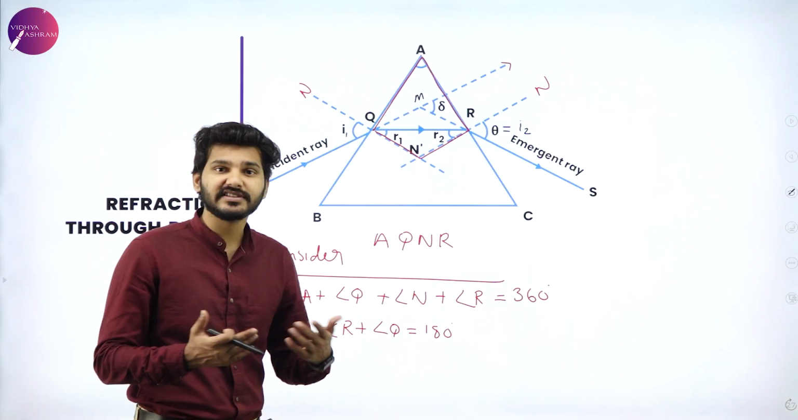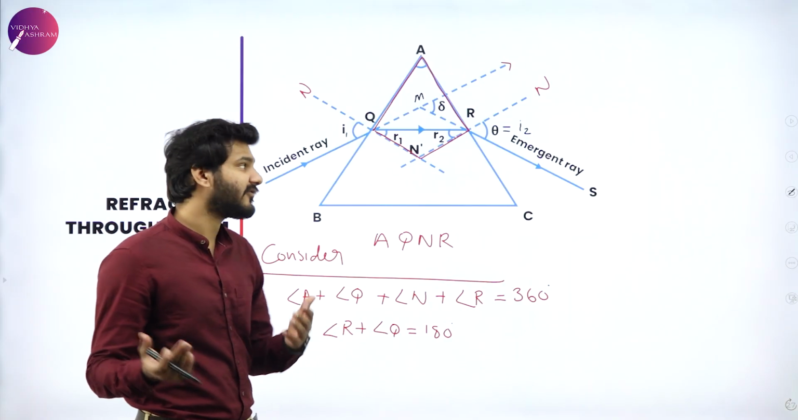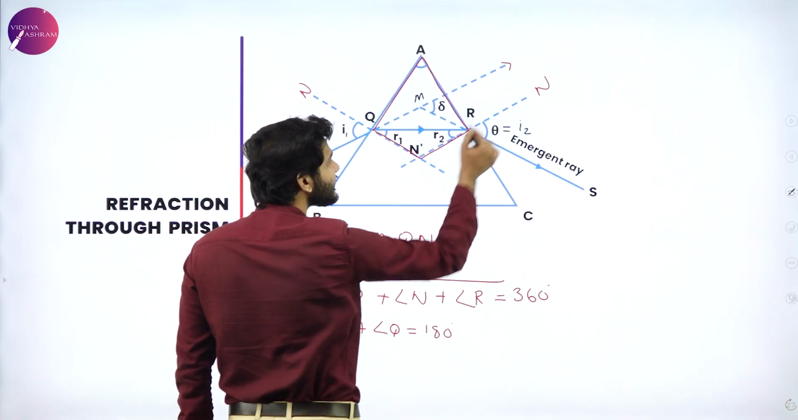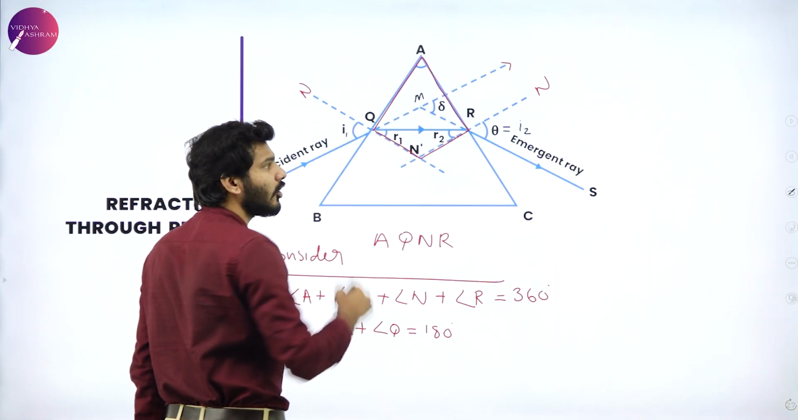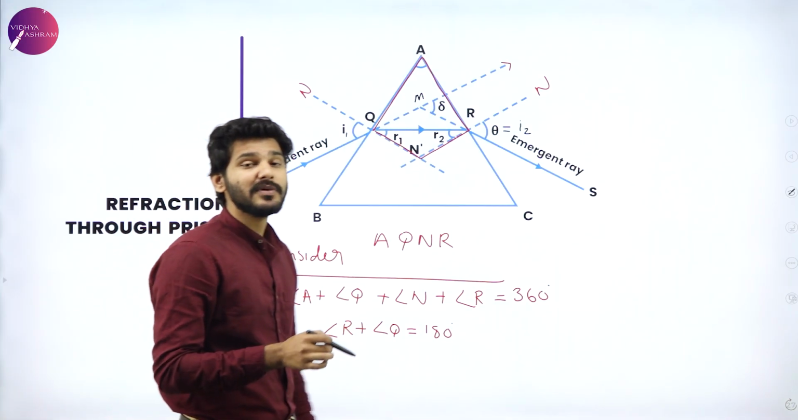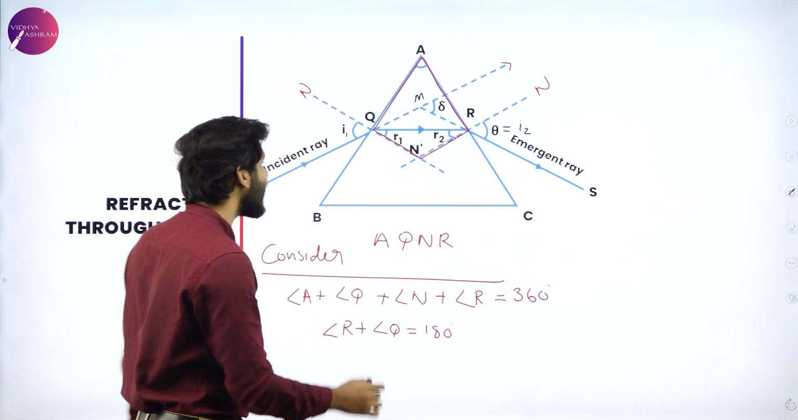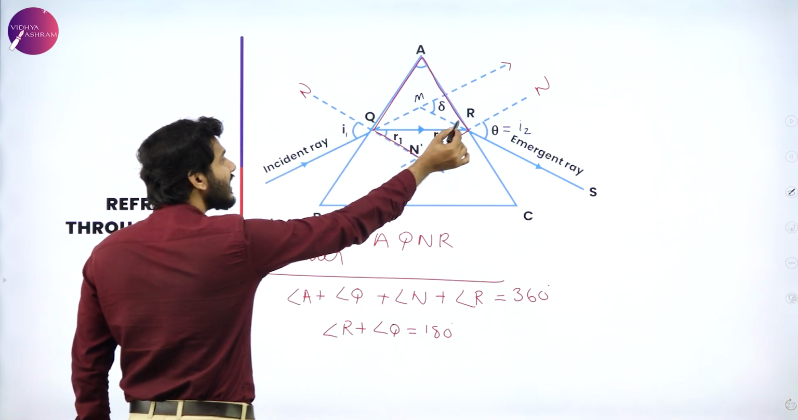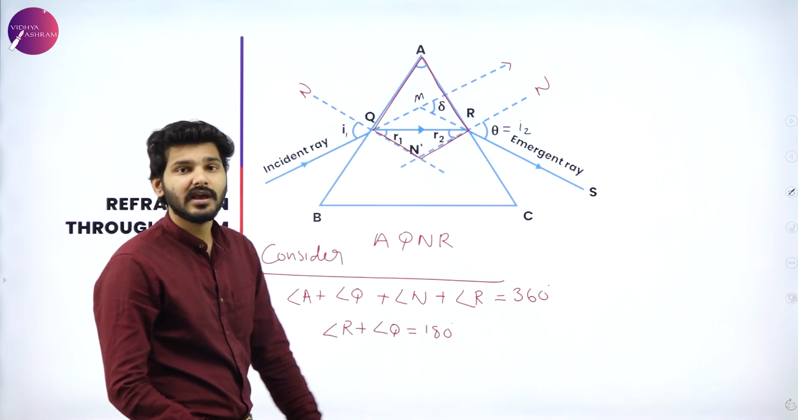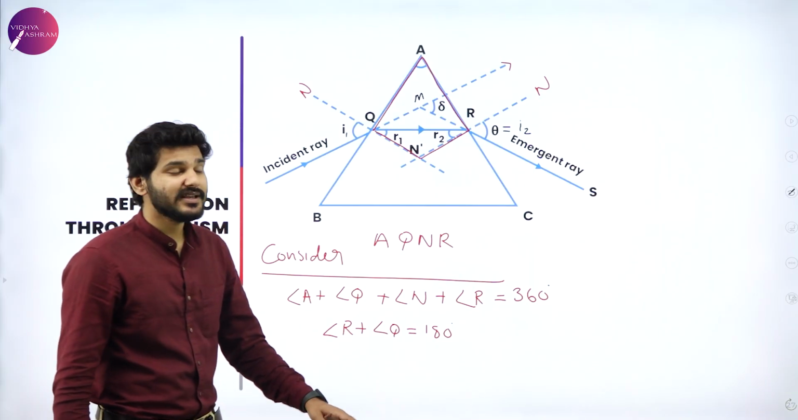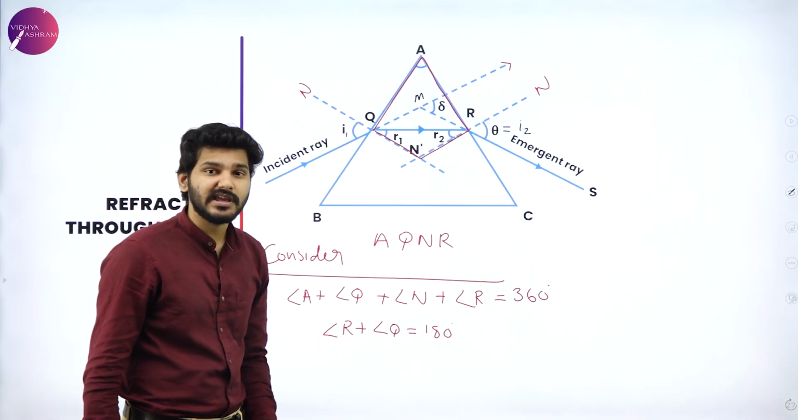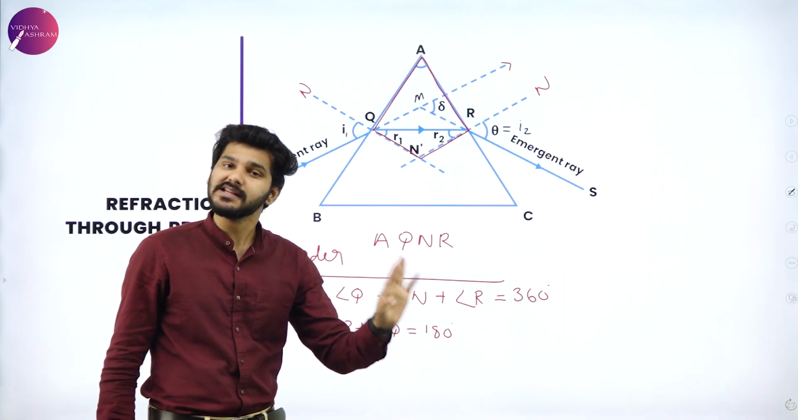But sir, how do you know it is equal to 180 degrees? It's fairly simple, because this is a normal and this is also a normal, which means the normal makes an angle of 90 degrees with the surface. So this particular angle and this particular angle are simply 90 degrees, which means the sum of these two angles will be equal to 180 degrees.